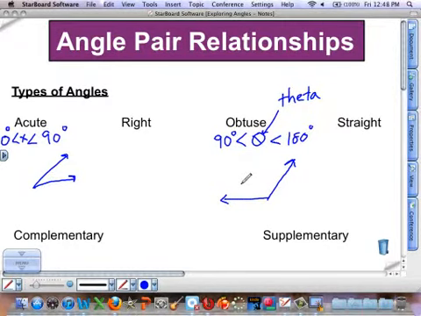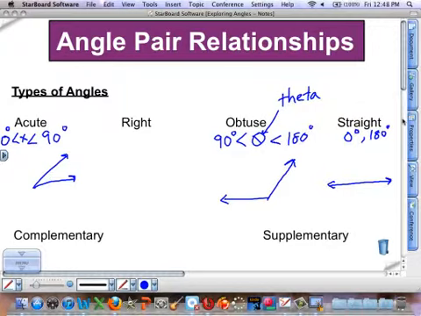Kristen, give me another one. Straight angle. Okay, what do you know about a straight angle? It is a line, and it's actually 2 values. It could either be 0 degrees or 180 degrees. So it could be both.